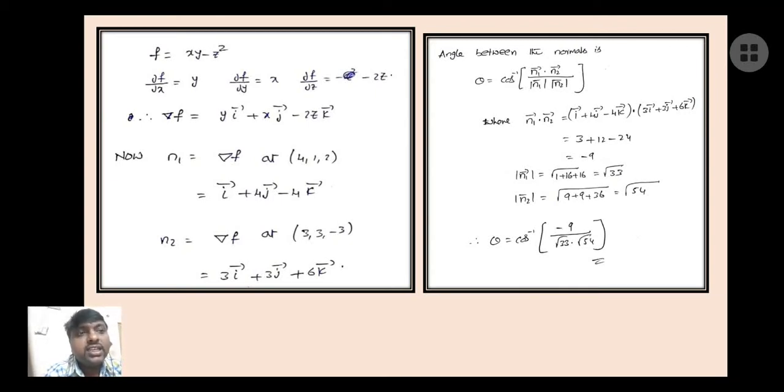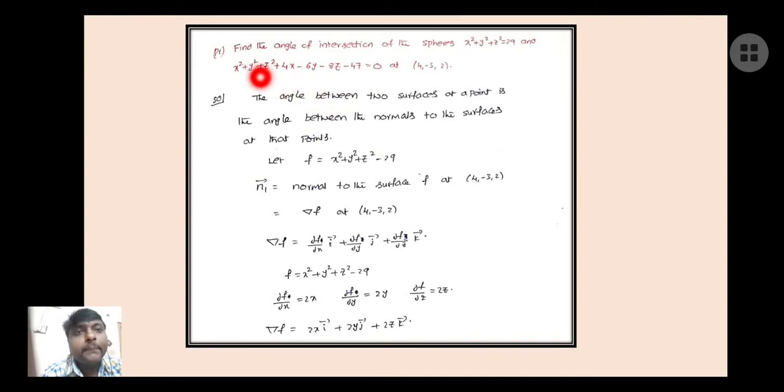Now I go through the second example. Find the angle of intersection of the spheres x square plus y square plus z square is equal to 29 and x square plus y square plus z square plus 4x minus 6y minus 8z minus 47 is equal to 0 at the point. So in the previous example, they gave a single surface and two different points. At two different points, we get two different normal vectors. We are calculating the angle between those two normal vectors.